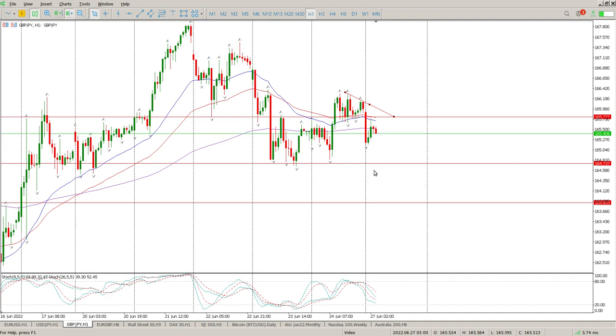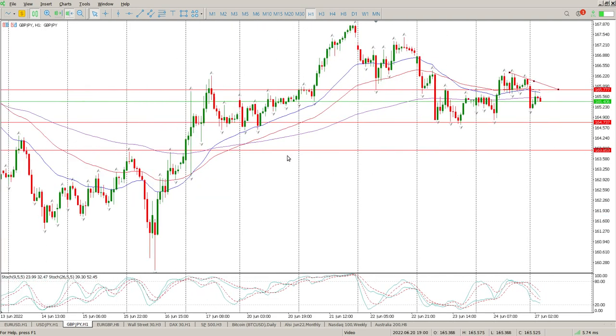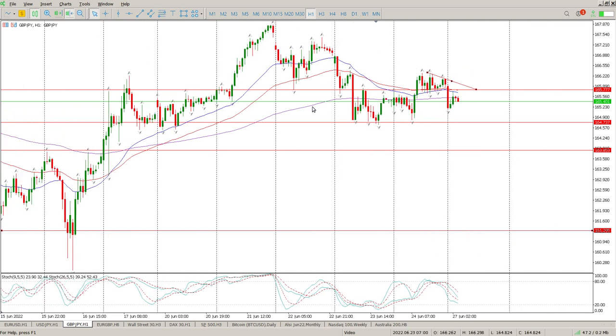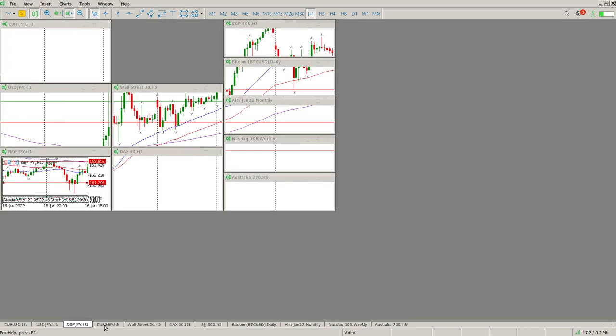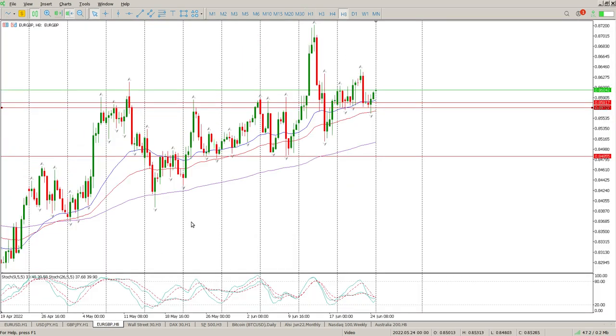So if we drop below that, come back and test it, then I'd be looking for shorts. That would validate the head and shoulders for me, and then we'd start coming down to test some of the structure that's further down, which is in this zone here at 161.295. So until that happens, I am sitting quietly on the sidelines, and it is Monday, so I wouldn't expect much happening. Lastly, Euro British pound.